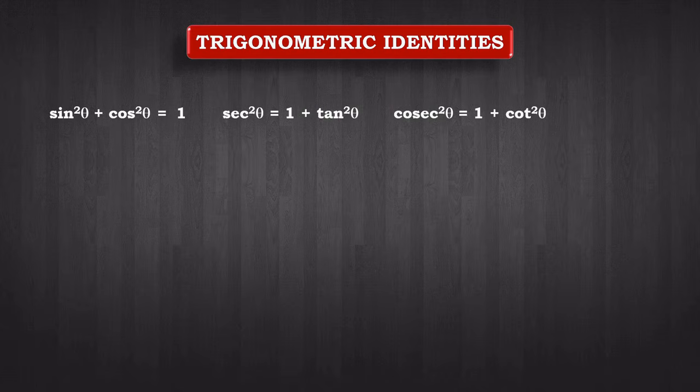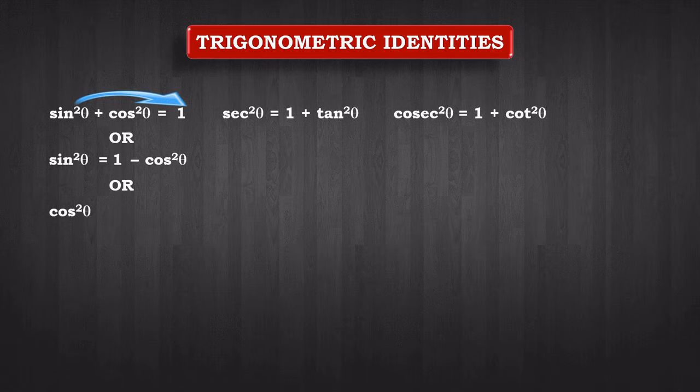Now, let us quickly revise the three fundamental trigonometric identities and their equivalent forms. The first identity is sin squared theta plus cosine squared theta is equal to 1. From this identity, we can also write sin squared theta is equal to 1 minus cosine squared theta, or cosine squared theta is equal to 1 minus sin squared theta.